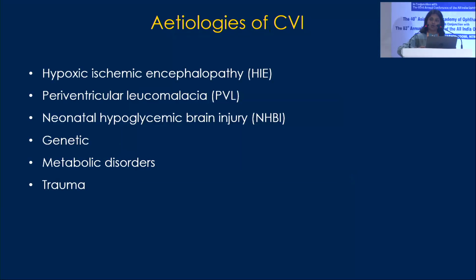What are the causes of CVI? The top 3 in the list are the actual most commonly seen causes. One is hypoxic ischemic encephalopathy, periventricular leukomalacia, neonatal hypoglycemic brain injury. There could be genetic causes as well, metabolic disorders, and trauma.